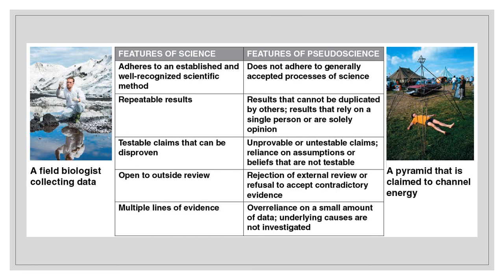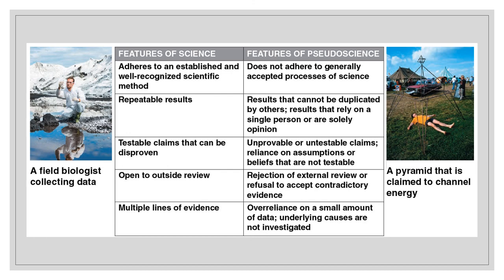When we have pseudoscience, generally, pseudoscience does not use the process of science, so you would not use all the steps of the scientific method. The results often can't be duplicated, so no one else can do the same experiment and have the same result, or they rely on a single person or on just opinion, okay? They often will have unprovable or untestable claims, and if you can't test it, we know that it can't be science. They often will reject external review or refuse to accept contradictory evidence. So oftentimes in pseudoscience, if you get a contradictory result, they will just brush it off and say, well, that's not important, okay? And they usually rely on a small amount of data, and they're not really looking at the underlying causes that they should be, okay?